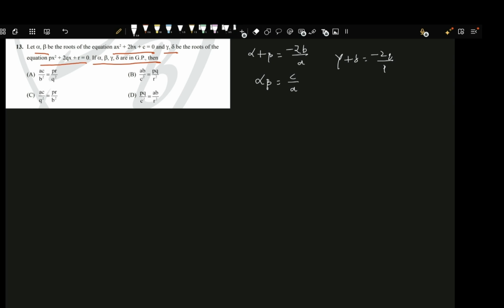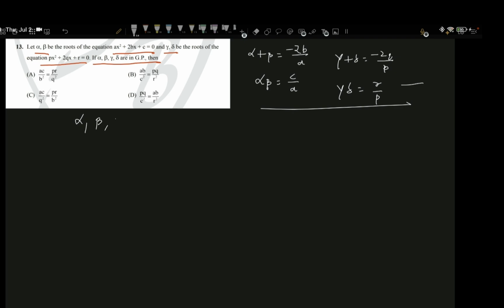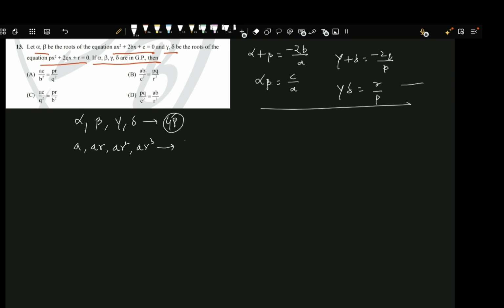minus 2q upon p, and gamma delta is r upon p. These are the 4 equations that I need, right? Alpha, beta, gamma, delta are in GP. What that means is this is A, this is AR, this is AR square, and this is AR cube. That's how they are in GP.